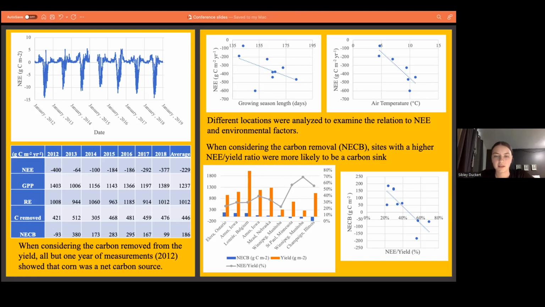So that being said, the goal is to increase the net ecosystem exchange to result in carbon sinks. And this could be done through cover cropping or residue retention. However, further studies need to be made for that.